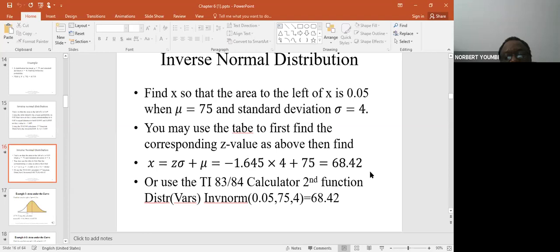For those of you who have a TI-83 or 84 calculator, you can go to second function and choose the third option, inverse normal. Then enter 0.05, then the mean, 75, and the standard deviation. You will get 68.42. So using the TI-83 is much easier, but you can also use the table.